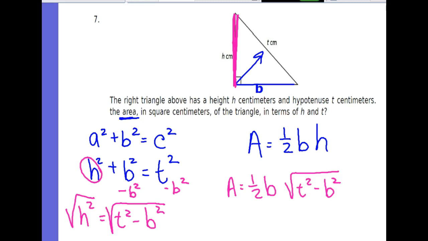I have to back up because it says in terms of h and t. Do we have an h in this answer choice? No. So that is the area in terms of b and t, but I didn't follow the instructions, so I have to back up to this point back over here. See how good it is to have a pencil?